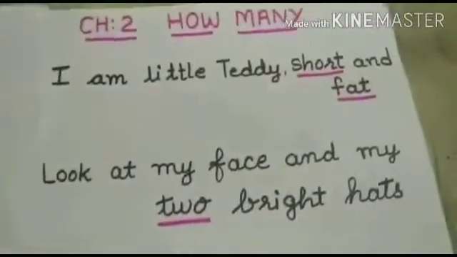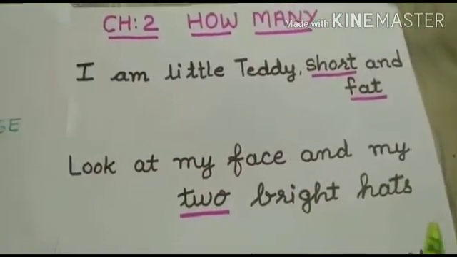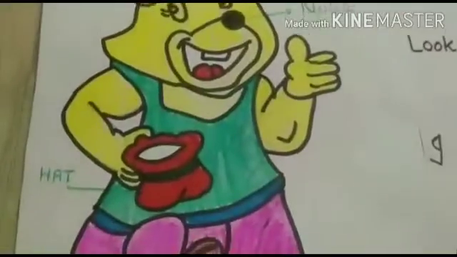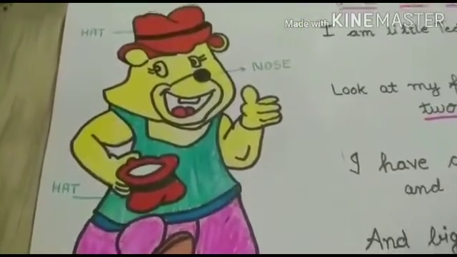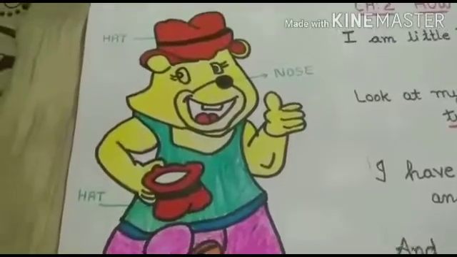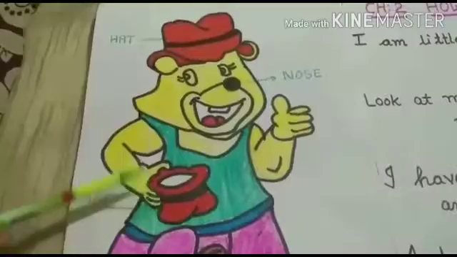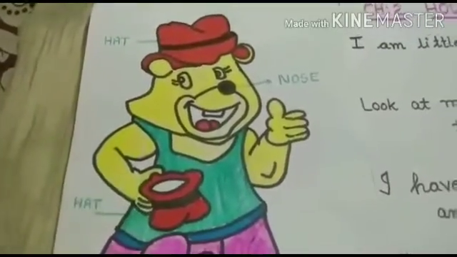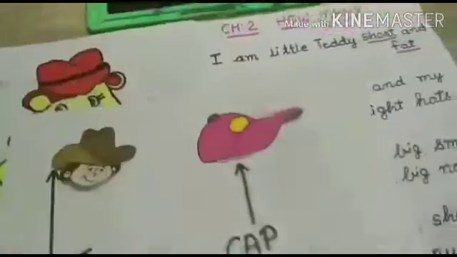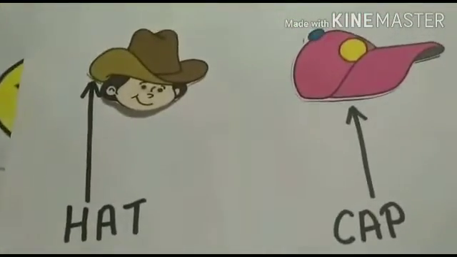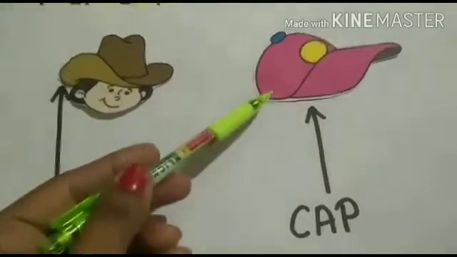Now next line. Look at my face and my 2 bright heads. In this picture, how many heads does Daddy have? 1 on his head, 1 in his hand. 1, 2. There are 2 heads. Students, there is a difference between cap and hat. This is hat, this is cap.